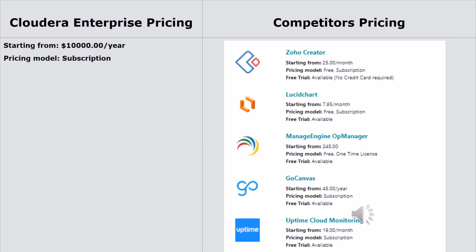Here you can see some comparison prices with competitors. Cloudera Enterprise, they charge 10,000 per year for subscription, and on the other side you can see some competitors' prices per month and year.